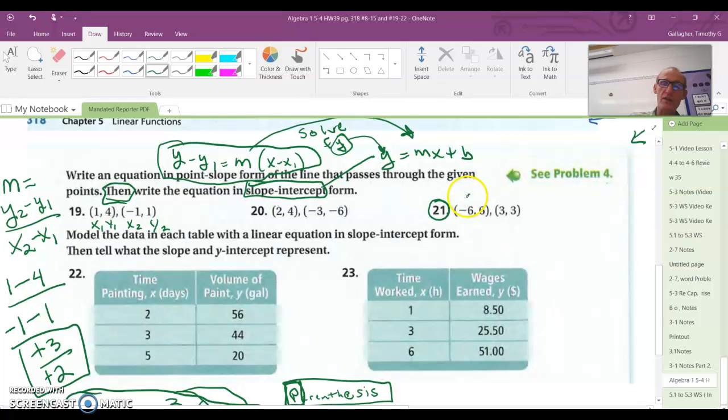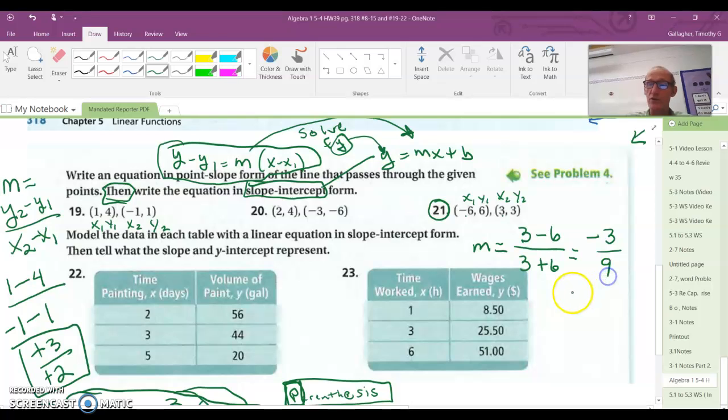All right, so 21 is x1, y1, x2, y2, and then you'll do 3 minus 6 to find the slope first. 3 minus 6 over 3 plus 6, because it's 3 minus negative 6 here. So this is equal to negative 3 over 9, which simplifies to negative 1/3.